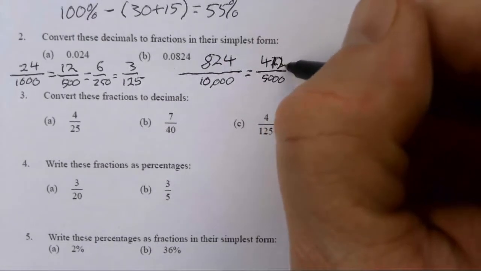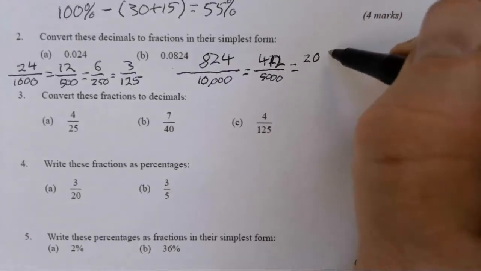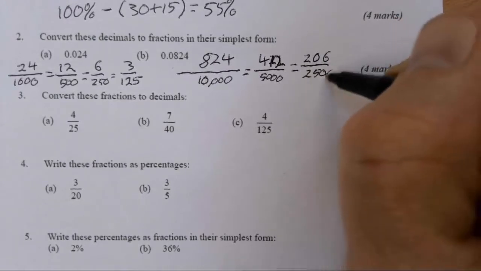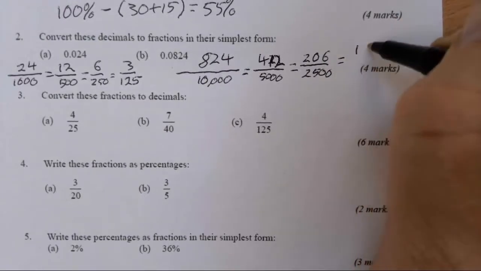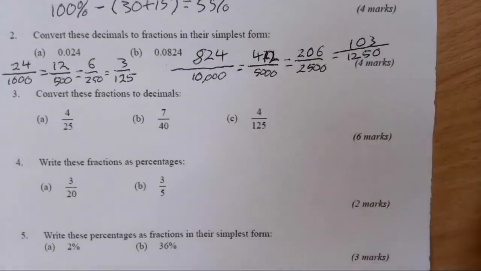412 out of 5,000. So that's going to give me 206 out of 2,500. So it's going to give me 103 out of 1,250. And I believe that's as far as you can go. There's no common factors.